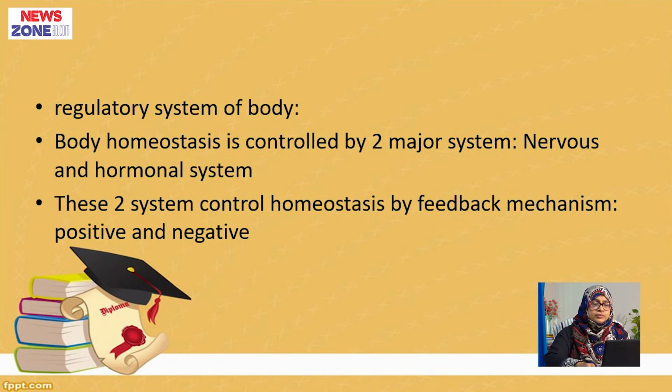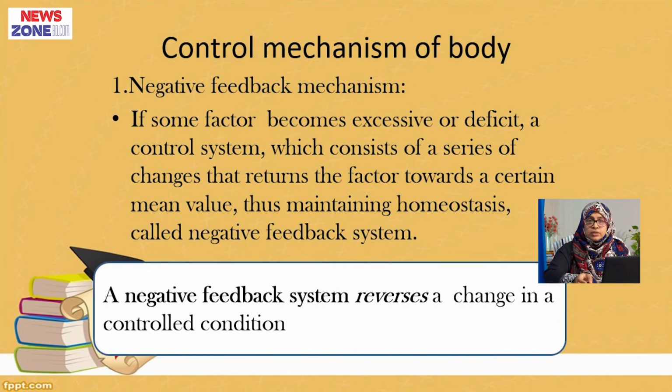So there are two regulatory systems that were already discussed, that is the nervous system and the hormonal system, and these systems all work together to maintain constant conditions by two mechanisms, that is the positive feedback mechanism and the negative feedback mechanism. Now we are going to discuss the negative feedback mechanism.